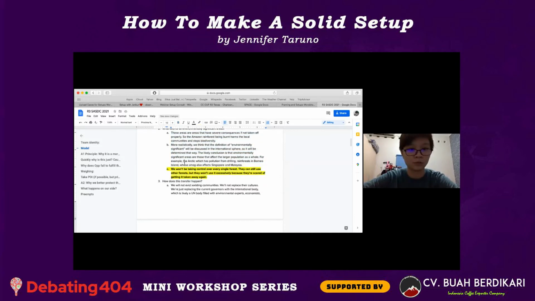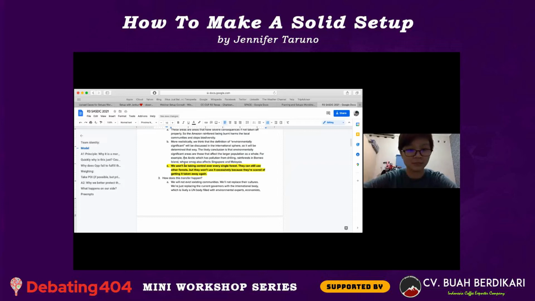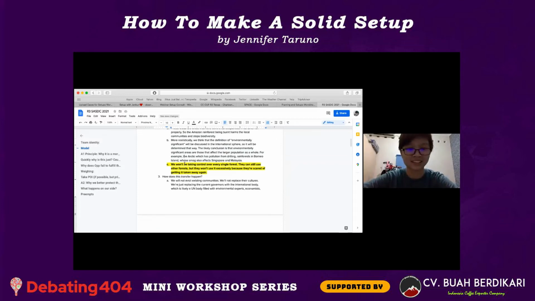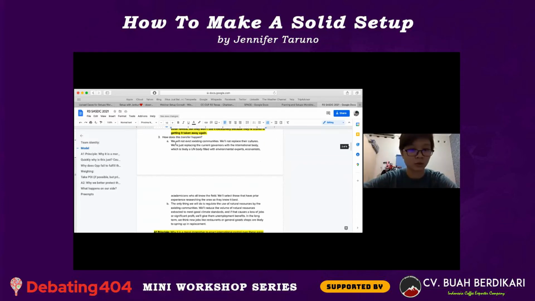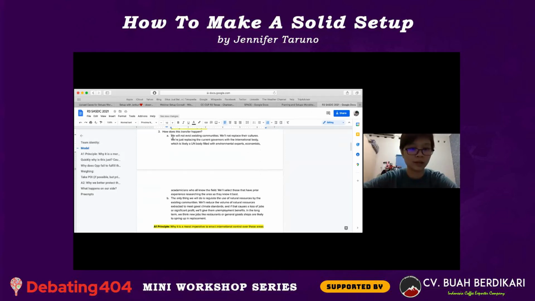I think you can just see it's just there to make it clear. But I think this one is where we get quite strategic. When I mentioned that we will not evict the existing communities in the environmentally significant area, that prevents the opposition arguments, like saying that you will wipe out the culture of the people, for example, if they choose to bring that argument.